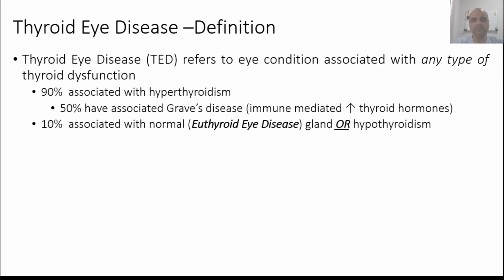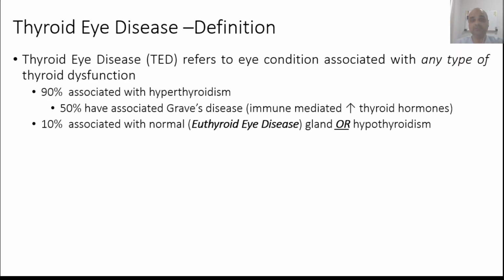Graves' disease is basically an immune-mediated increase of thyroid hormones. 10% of thyroid eye disease is associated either with a normally functioning thyroid gland, which is called euthyroid eye disease, or hypothyroidism. For example, Hashimoto's thyroiditis, in which after a brief period of a thyroid storm, the patient goes into a hypothyroid state. So the damage to the eye could have occurred during the thyroid storm stage, but technically it is still defined as hypothyroidism.